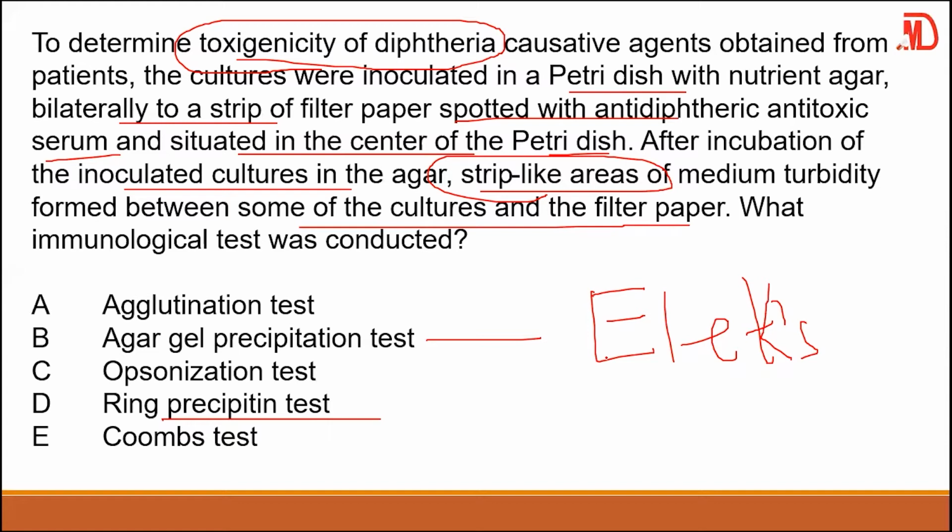Maybe in your batch, they might not bring precipitation test or agar gel precipitation test, but they might bring what? The Ouchterlony test. So please take note of that. When you see it, just know there's a bonus question for you. So over here, your answer should be B. All right.